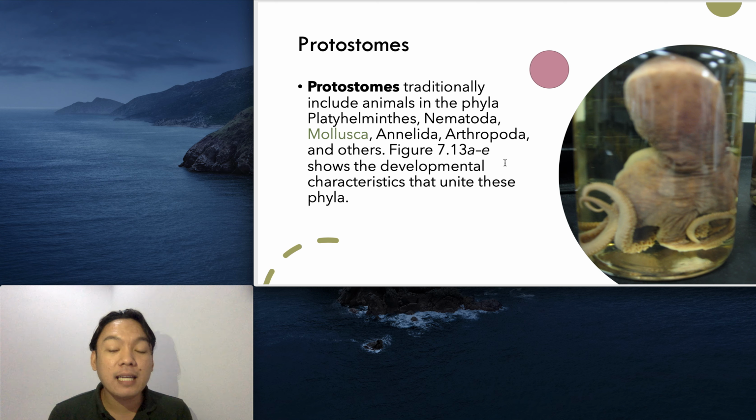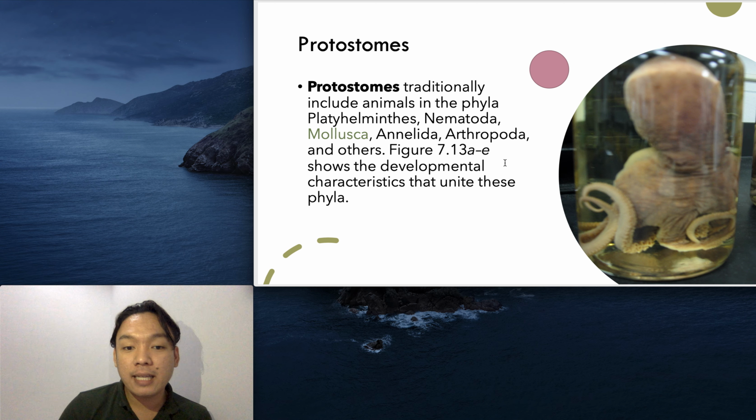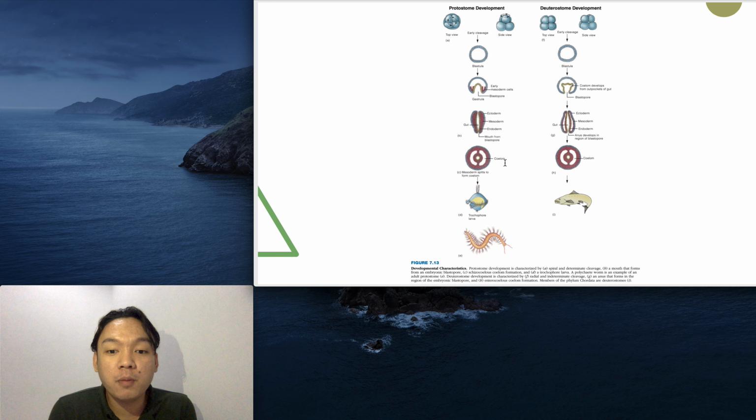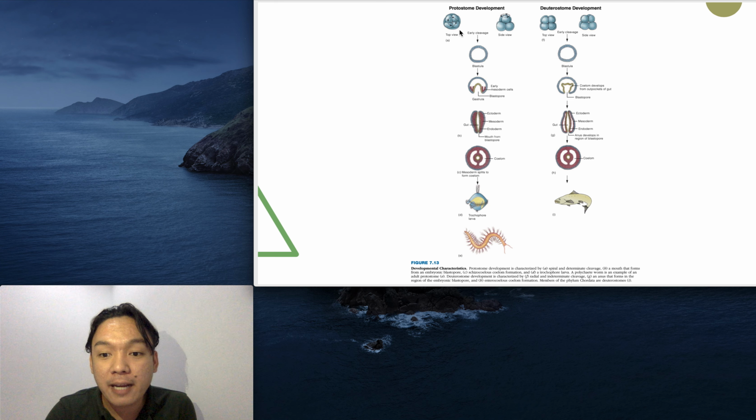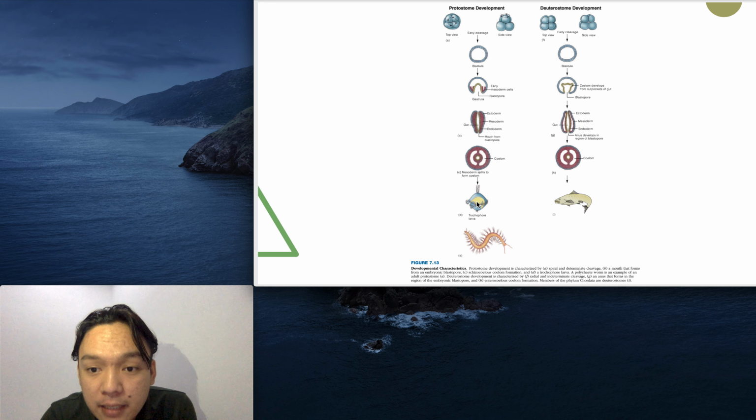Figure 7.13a to e shows the developmental characteristics that unite these phyla. So we have protostome development, and the developmental characteristics of deuterostome versus protostome development. In letter A, we have spiral and determinate cleavage. In letter B, a mouth that forms from an embryonic blastopore. So this is an embryonic blastopore, and it forms a mouth. Schizocoelous coelom formation in letter C, and in letter D, we have a trochophore larva. A polychaete worm is an example of an adult protostome.